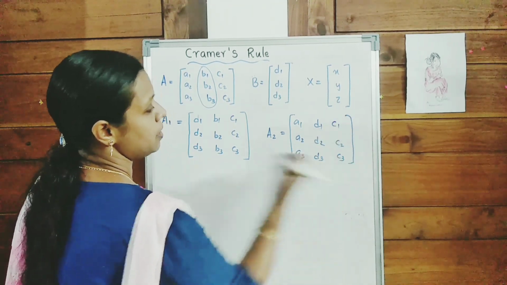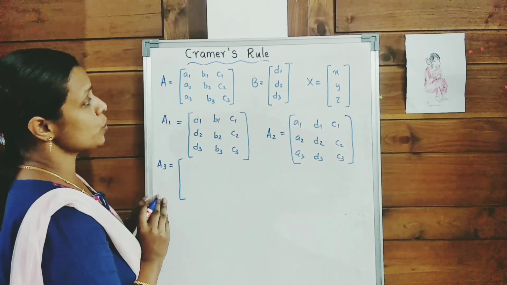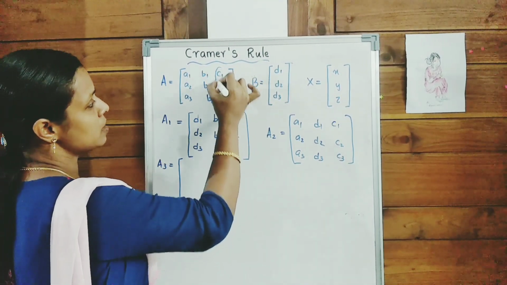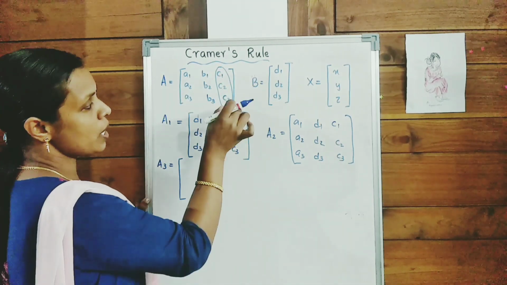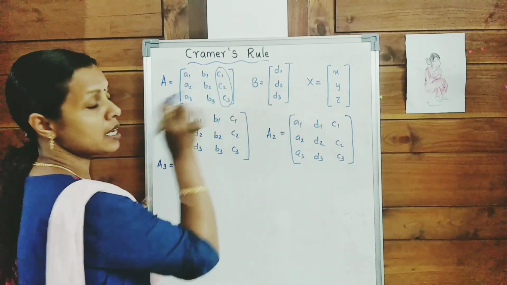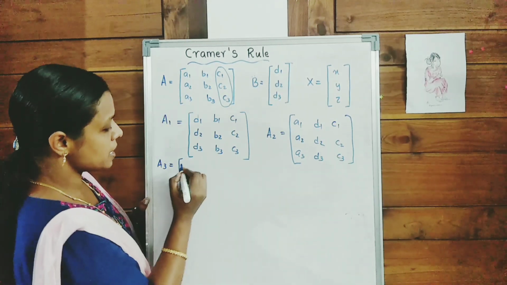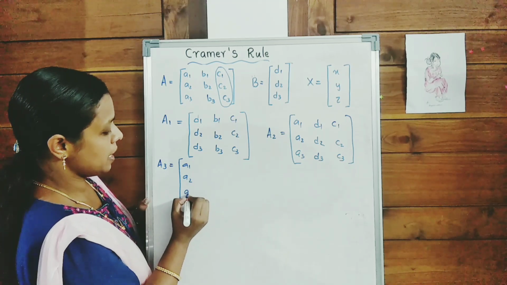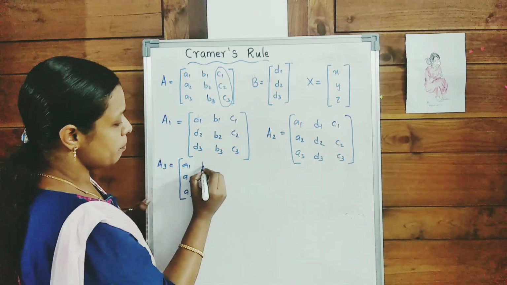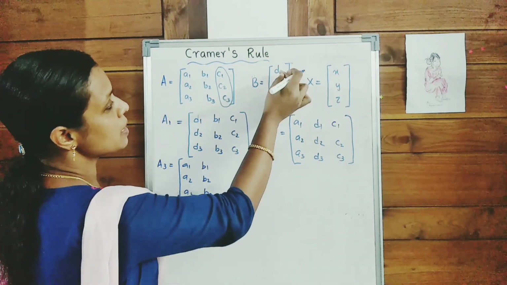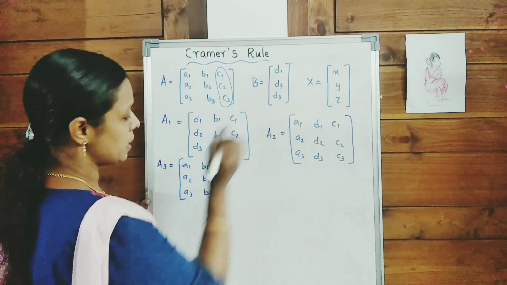Next we find A3. So consider matrix A. In matrix A, we eliminate the third column and instead of this, we insert D1, D2, D3 here as third column. Then we get here first column is A1, A2, A3 and second column is B1, B2, B3 and third column is D1, D2, D3.